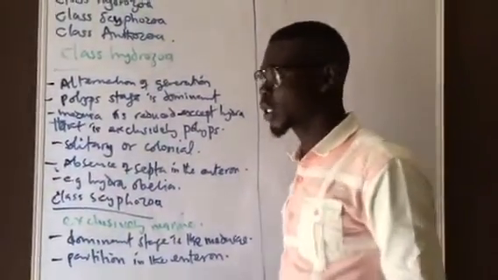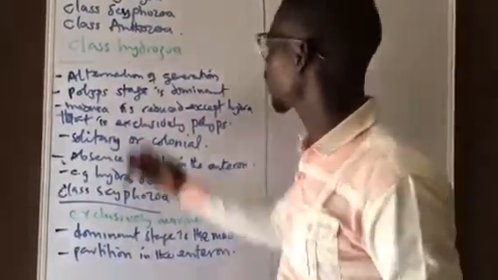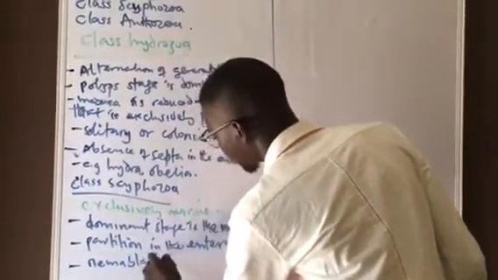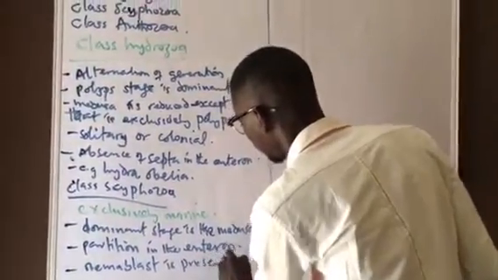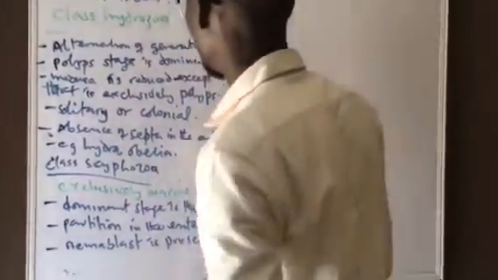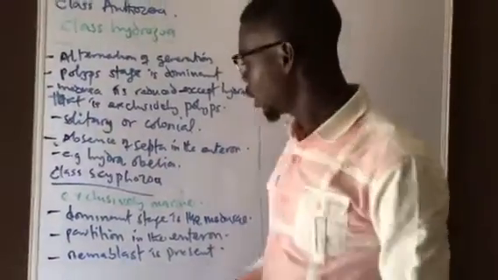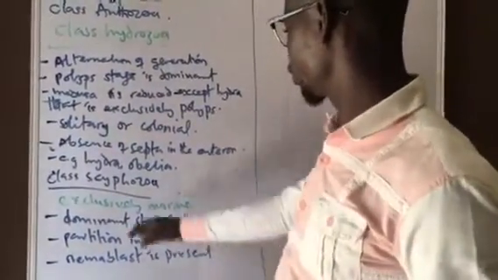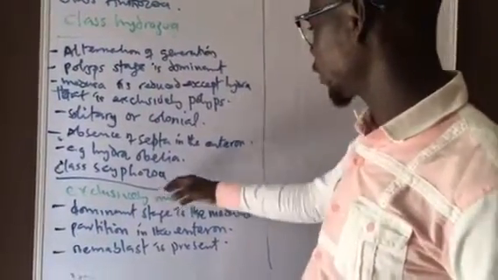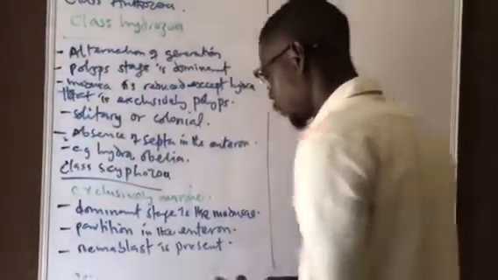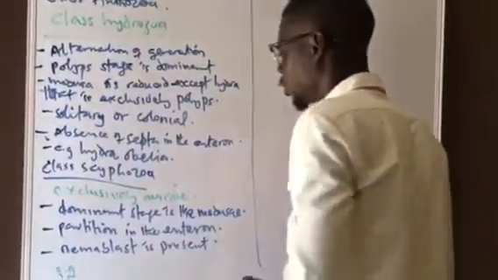They have tentacles, and in their tentacles there are nematoblasts. Just like the hydrozoa, they possess nematoblasts, the nematocysts. Those are the characteristics of the Scyphozoa. Examples of Scyphozoa include the jellyfishes, Aurelia.